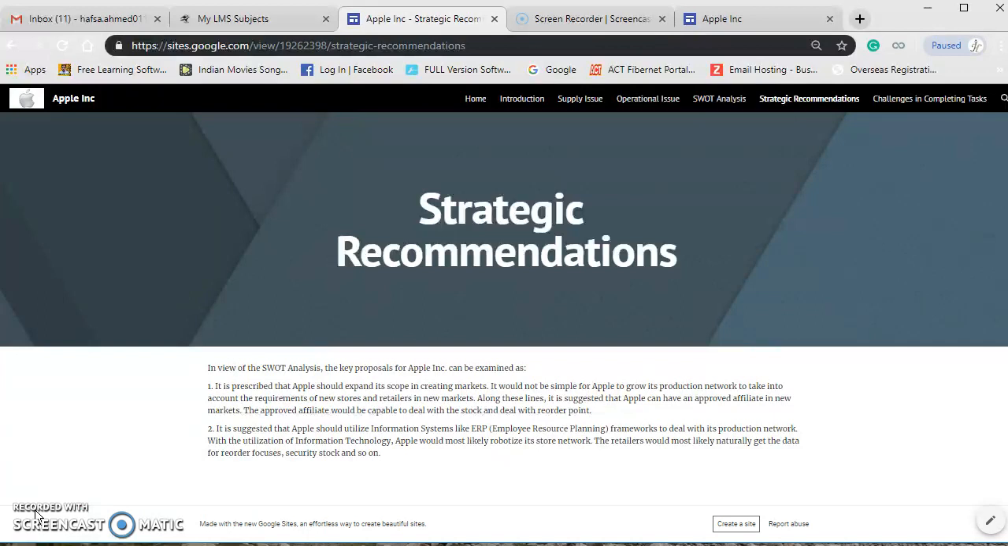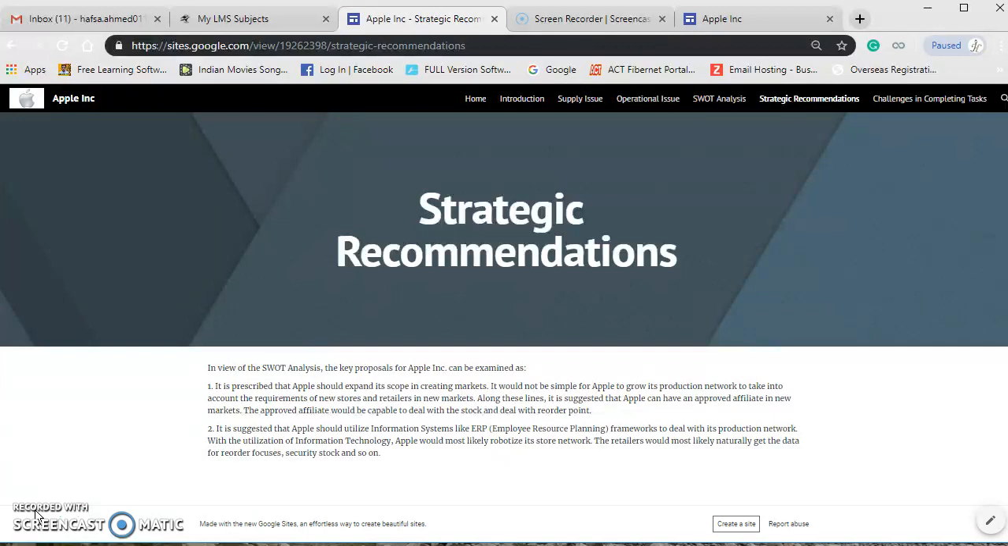Based on the SWOT analysis, the key strategic recommendations for Apple can be: number one, it is recommended that Apple should increase its reach in developing markets. It would be easy for Apple to expand its supply chain to cater to the needs of new stores and retailers in new markets. Therefore, it is recommended that Apple can have an authorized reseller in new markets. The authorized reseller would be responsible to manage the inventory, stock, and take care of the reorder point.